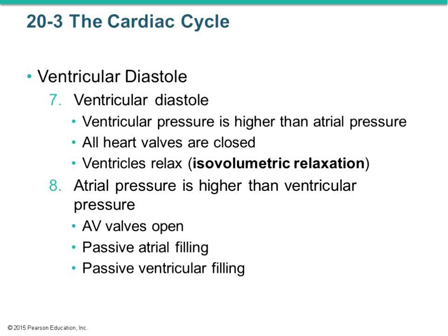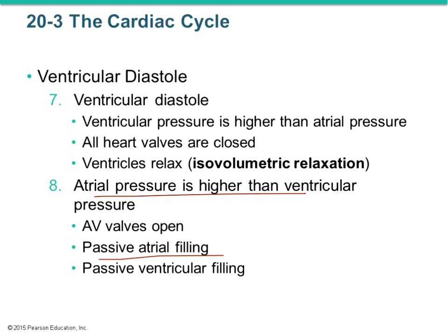Now, at ventricular diastole, ventricular pressure is higher than the atrial pressures. All the valves close, and you get what's called isovolumetric relaxation, because the ventricles are relaxed and the volume is the same. At this point, the atrial pressure is now higher than the ventricular pressure. The valves open, and that's where you get passive atrial filling, but also passive ventricular filling, because there's less pressure now in the ventricles as the atria fill with blood. So that's an important concept to understand in terms of ventricular diastole.